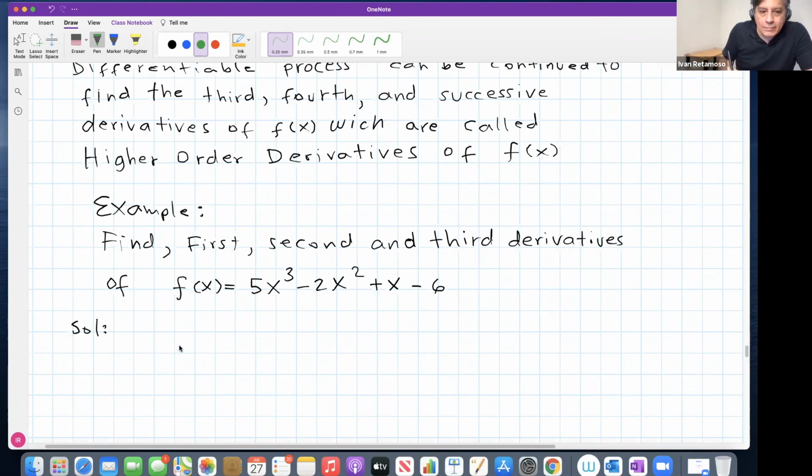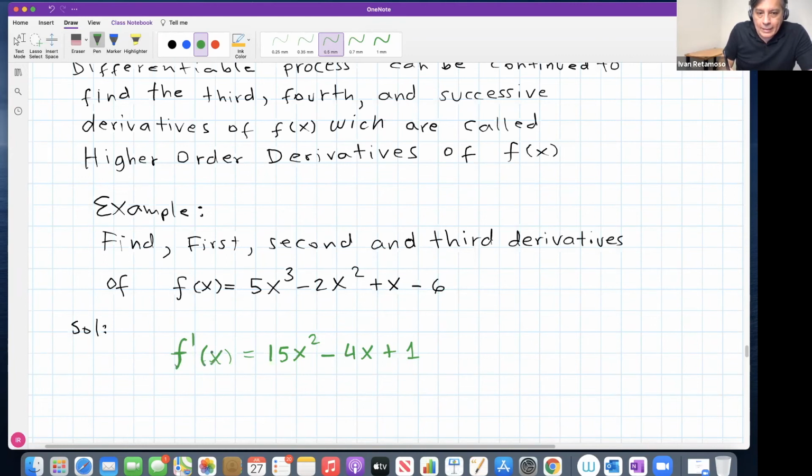Start with the first derivative, f prime. We know how to get this guy, right? F prime of x should be the derivative of this, which is going to be 3 coming down multiplying 5, 15, x squared, right? Minus 2 coming down multiplying 2, 4, x, right? Plus the derivative of the identity function, which is 1, minus the derivative of 6, which is 0, right? So this is the first derivative. The first derivative was computed here.